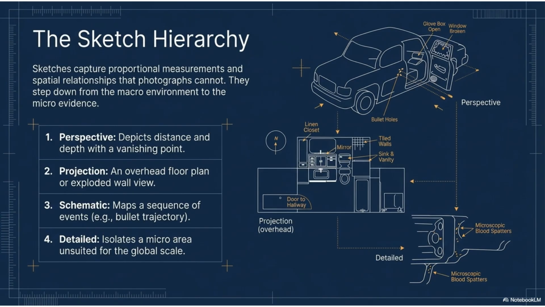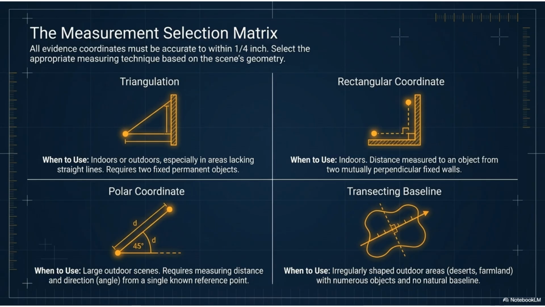Sketches capture proportional measurements and spatial relationships that photographs cannot. The sketch hierarchy involves 4 types: perspective, projection overhead, schematic, sequence of events, and detailed, micro areas. Evidence coordinates must be accurate to within a 1/4 inch.